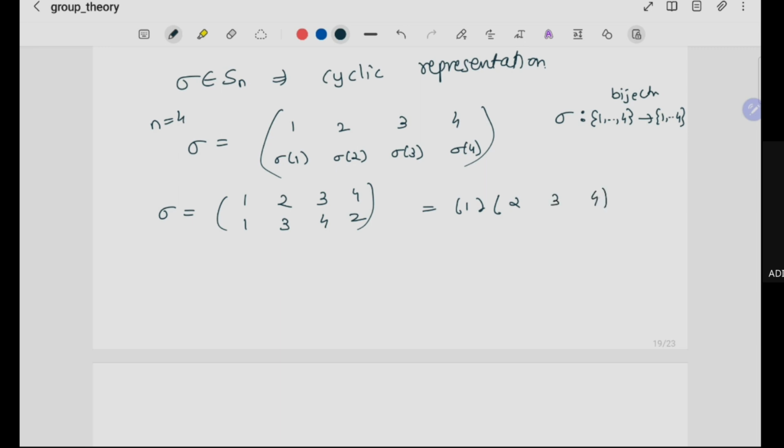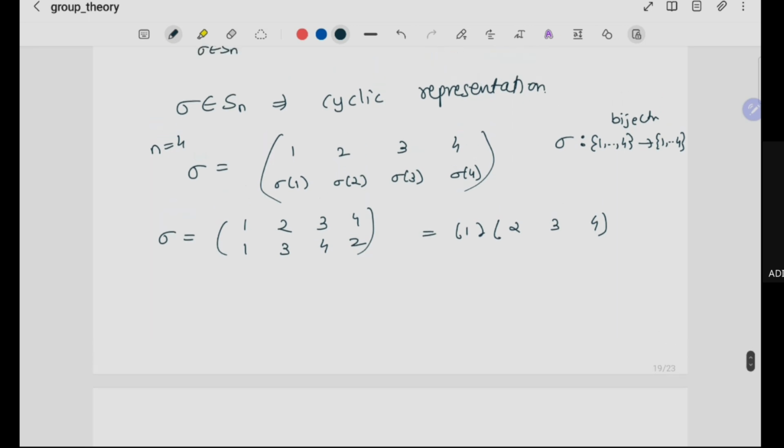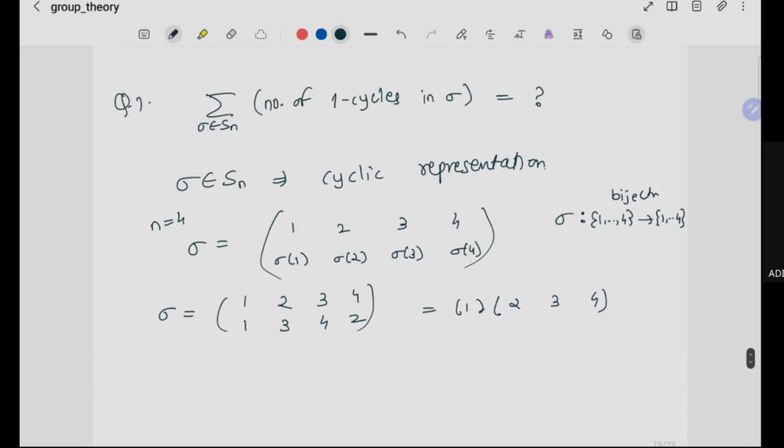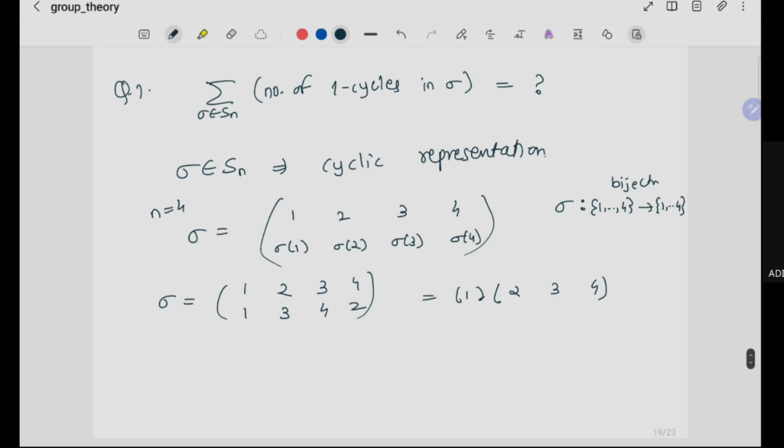2, 3, 4. Yes, 4 going to 2, 2 going to 3, and 3 going to 4. Okay, so this is the cyclic expression for any given sigma. So what they are saying is we are taking summation over the number of one cycles in sigma. Okay, so what is it?